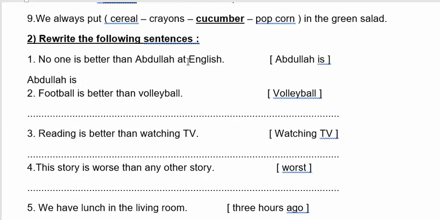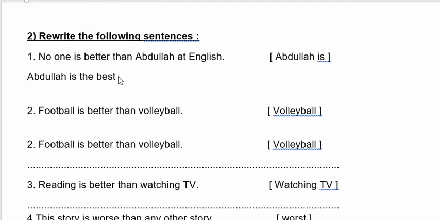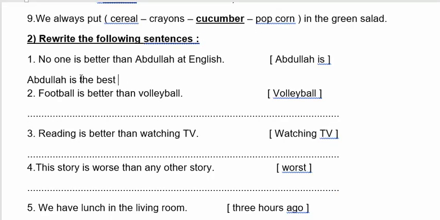Better than Abdullah at English. So we want to use the superlative form of good. Yes, excellent. So the answer will be Abdullah is the best. The superlative form, Abdullah is the best at English, or Abdullah is the best student at English. Of good, the best. So the answer, Abdullah is the best.